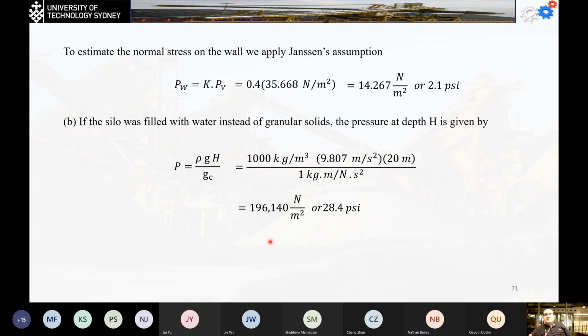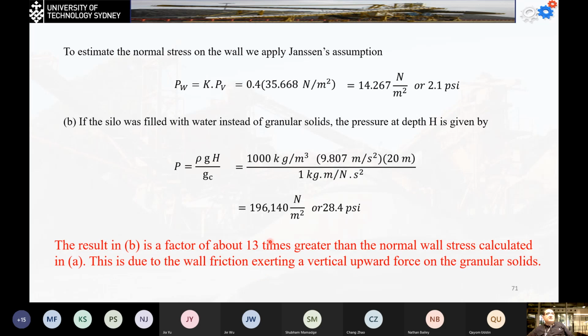Now, why did we have this difference? Mainly because the density of the water is more than the density of the plastic. Also, we don't have the air gaps between the granules that we have with the granular solids. So as a result, the factor is going to be about 13 times greater than the normal wall stress calculated in case A. And this is due to the wall friction exerting the vertical upward forces on the granular solids.